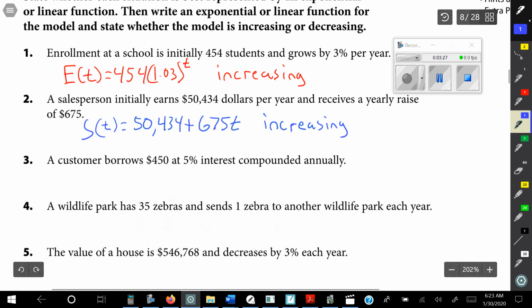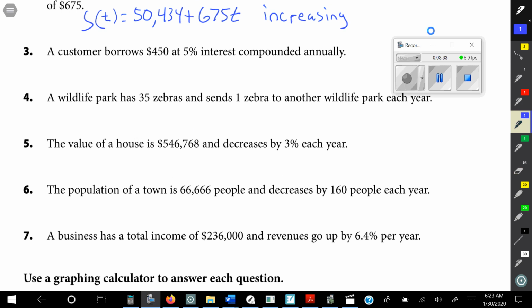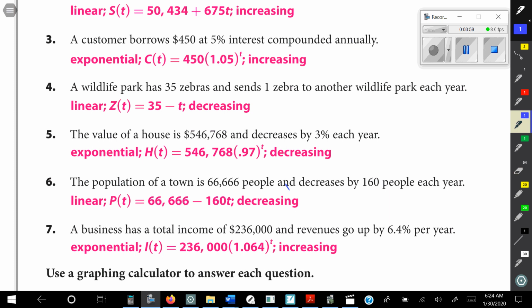All right. Now take a look at 3, 4, 5, 6, and 7. And make sure you determine whether it's increasing or decreasing and write out an exponential or linear function. Again, exponential is a percentage or doubling or tripling or something like that. And linear is when you add the same amount every time. Okay, this should be what you get for 3, 4, 5, 6, and 7.